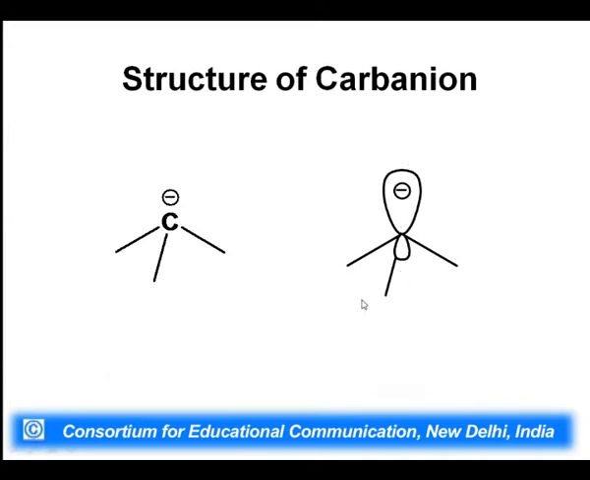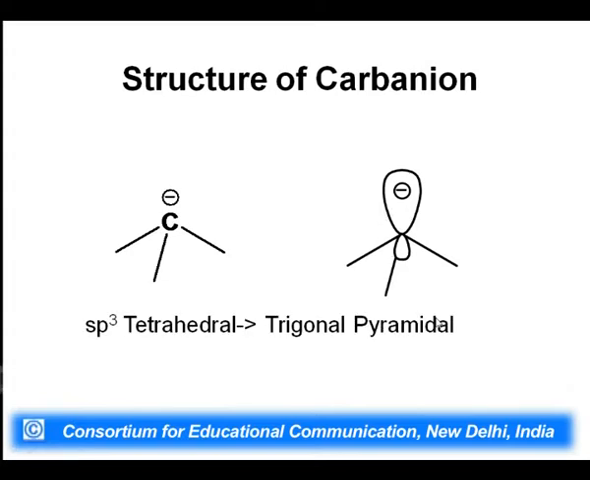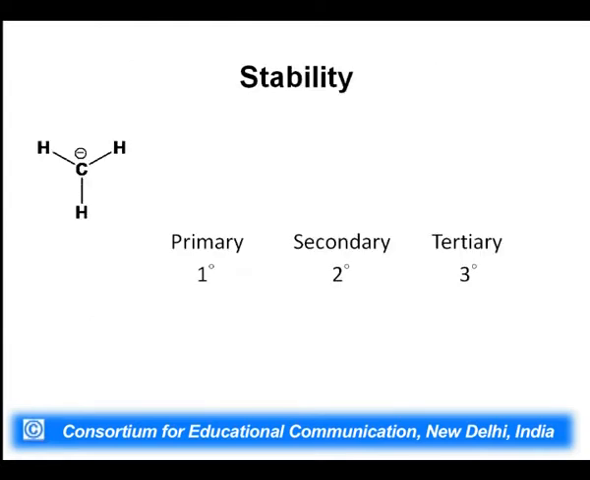So the final geometry is sp3 hybridized, but according to the VSEPR theory and the lone pair-bond pair repulsions, it turns out to be trigonal pyramidal from sp3 tetrahedral. So it takes the shape of a pyramid, with carbon being the center point at the top of the pyramid, and the lone pair is above it. So this is the form of the carbanion.